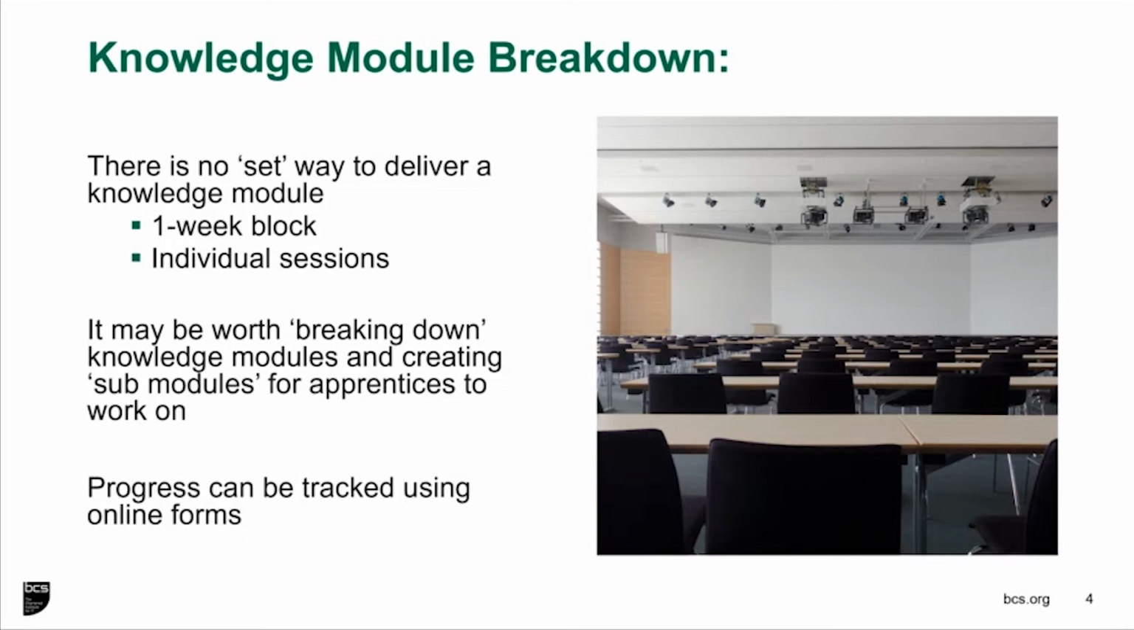It may be that the knowledge module gets broken down into 3 sub-modules with 2 learning outcomes each for apprentices to work on. It could be you split it up into 6. There's no set way of how this should be done. It's down to how you want to break it up. But what it may do is help the apprentice stay on track because they're doing the learning in smaller bite-sized chunks. Progress can be tracked using online forms, and I'll give an example of that in the next slide.